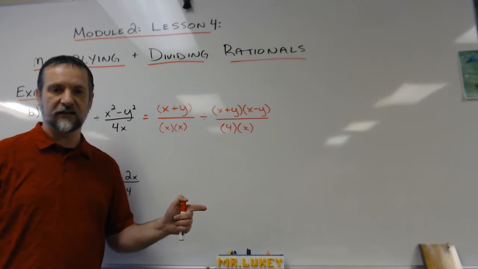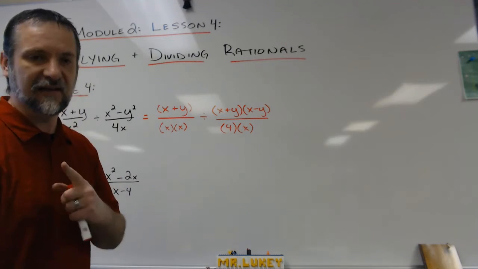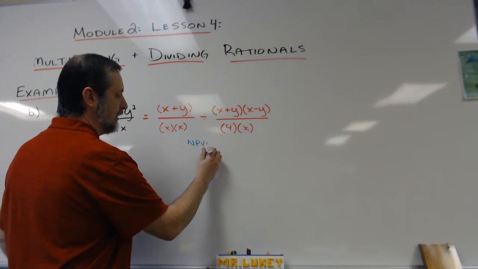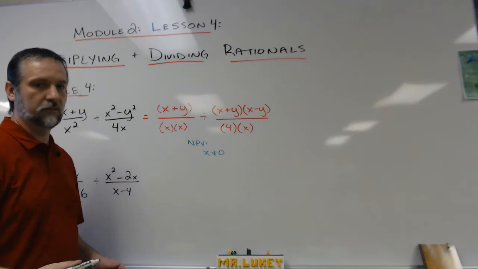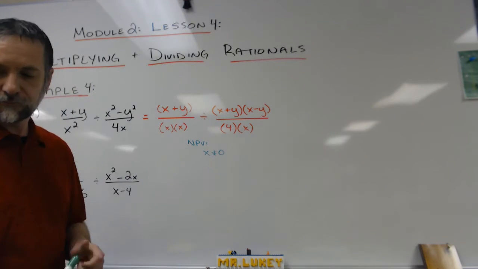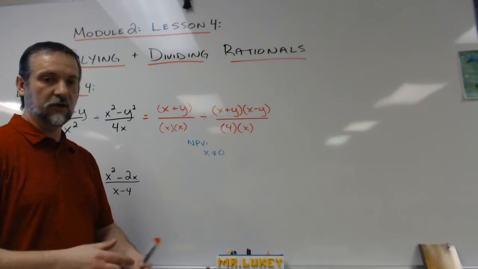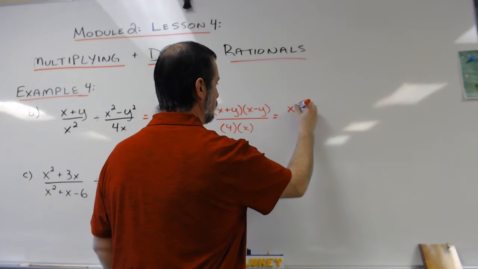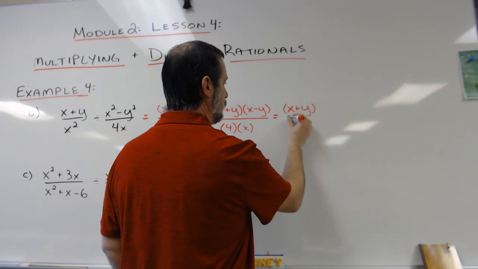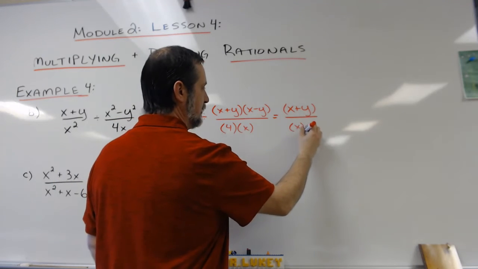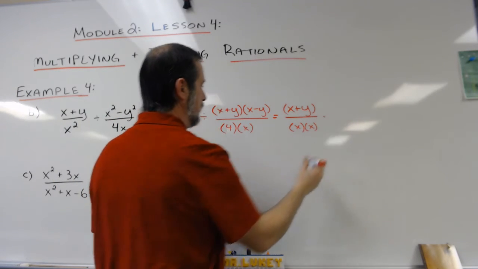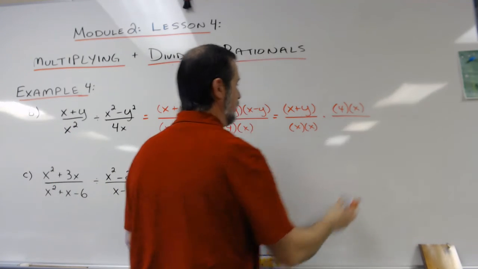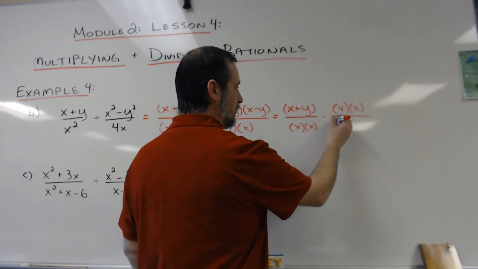But before I take it to the next level, I have this as simplified as I can go. I need to start looking for NPVs. So far, all I know is that x cannot equal 0. That's it. Okay, now this is a division, so let's flip and multiply. So the x plus y stays the same. The x times x stays the same. This is going to become 4 times x on top. And this becomes x plus y, x minus y on the bottom.